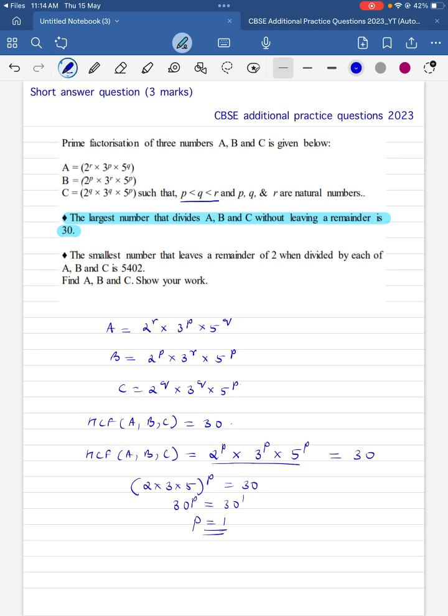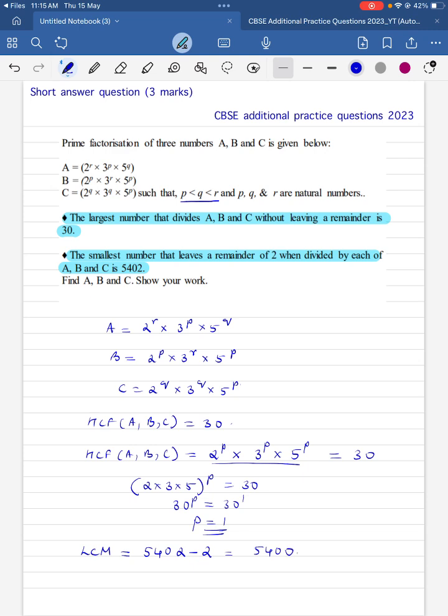Now let's use the second clue. They've mentioned that the smallest number that leaves a remainder of 2 when divided by each of these numbers A, B and C is 5402. How do we find the smallest number that leaves a remainder of 2? That will be the LCM. So how do I find the LCM? It will be 5402 minus 2, which gives me 5400.